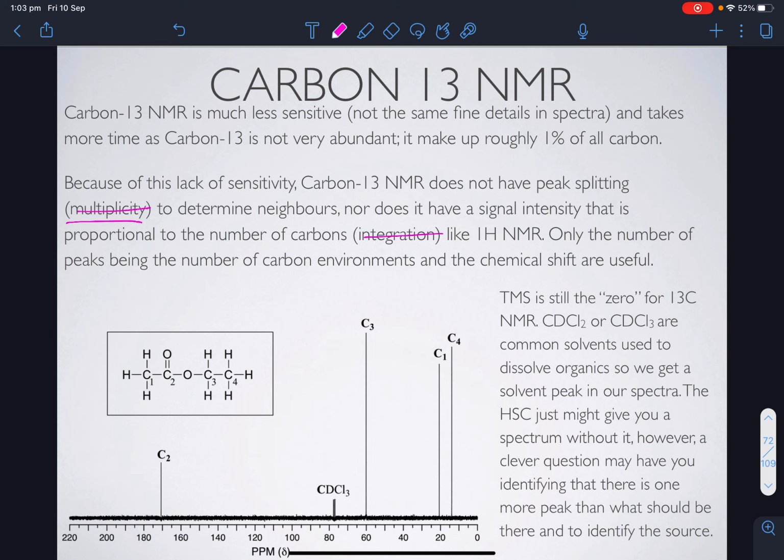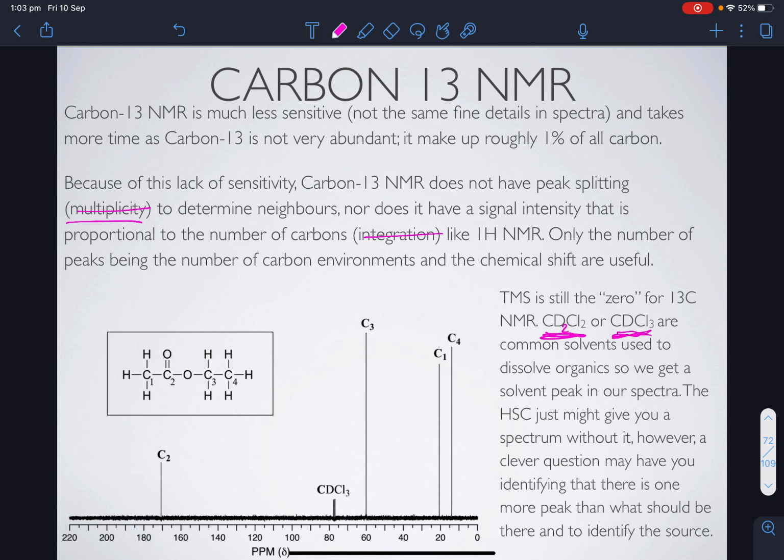Again, trimethylsilane, TMS, is still used for the 0, and our samples are still dissolved in deuterated solvents, oh, that should be CD2. So double deuterated dichloromethane, and then the trichloro, one deuterated methane, deuterated chloroform. Okay, common solvents.